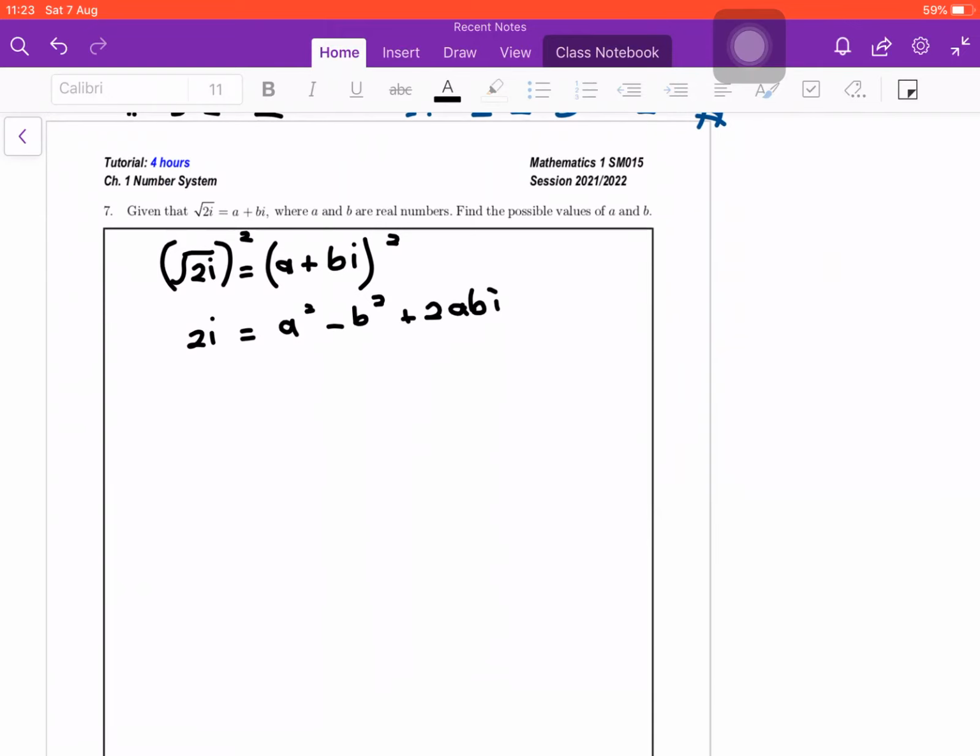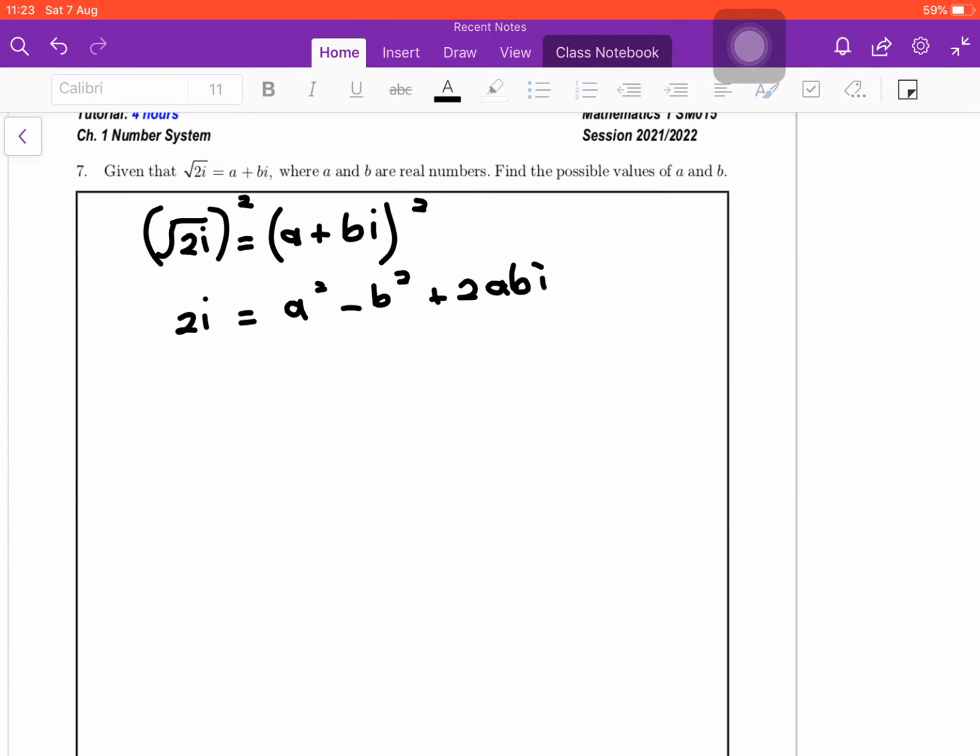Question number 7. Okay, question number 7. Given that square root of 2i equal to a plus b, where a and b are real numbers, find the possible values of a and b. Okay, lagi sekali guys. Bila soalan find possible values ni, of course auto kena ada dalam kepala ni. Auto dah tahu dah. Dia mesti kena guna comparing method.